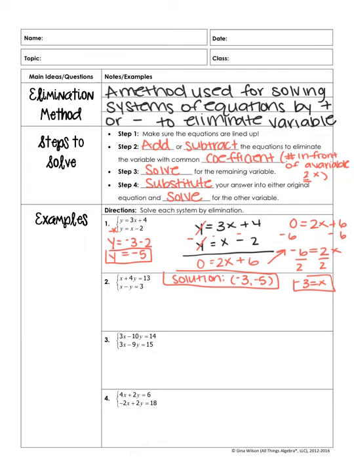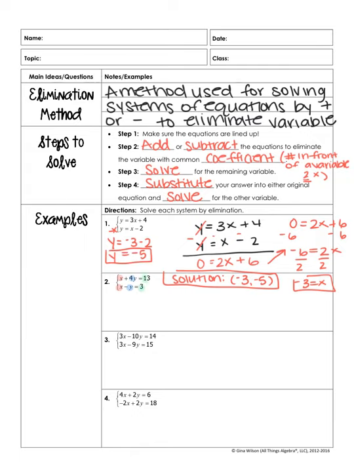All right, let's try number 2 together as well, and then I'll let you see if you can do number 3 on your own. So again, first check, is everything lined up? And you should see that it is, right? Because the x is on top of the x, the 4y is on top of the minus 1y, and the 13 is on top of the 3.